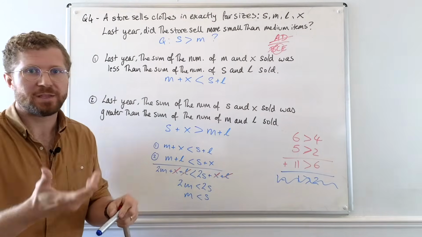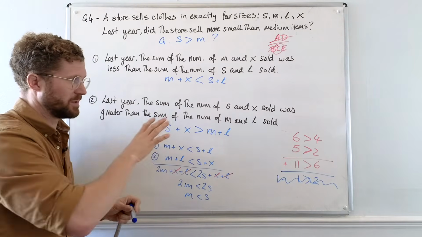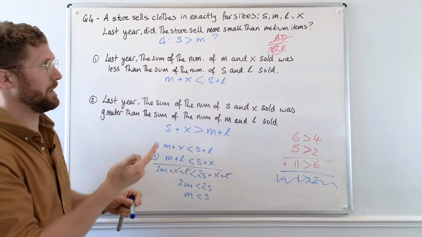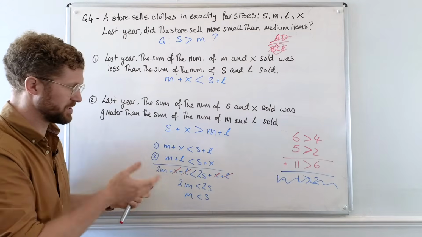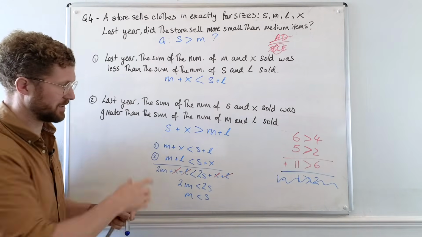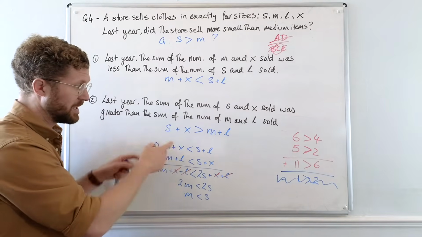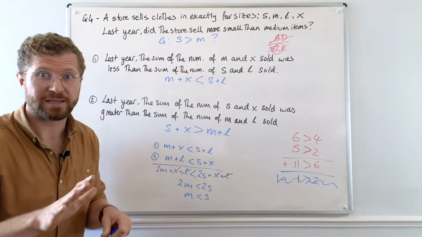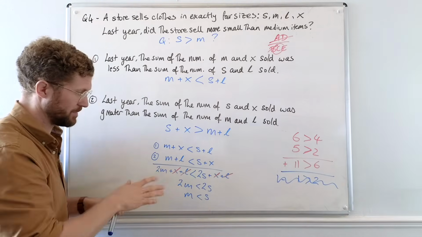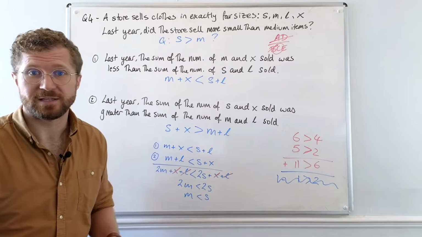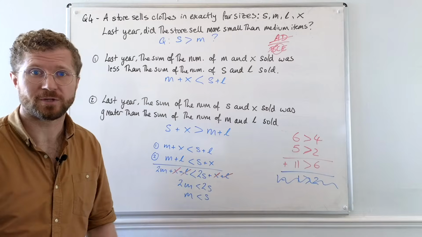So yeah, with inequalities, again, I've got 4 unknowns, S, M, L, and X, but I've only got 2 equations. But because of the way they were set out, I could put them on top of each other, make sure the inequality signs were the right way around, and then by adding them, and I can only add them, I can't subtract them, in this case, the X's and the L's disappeared and I was left with something I could work with.